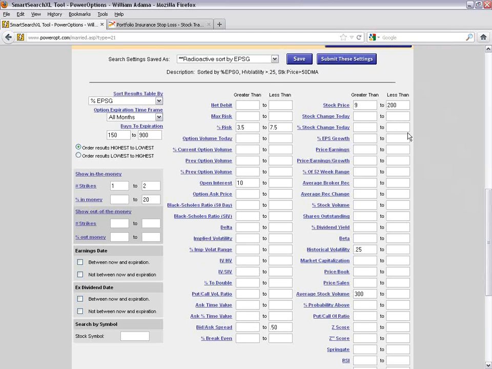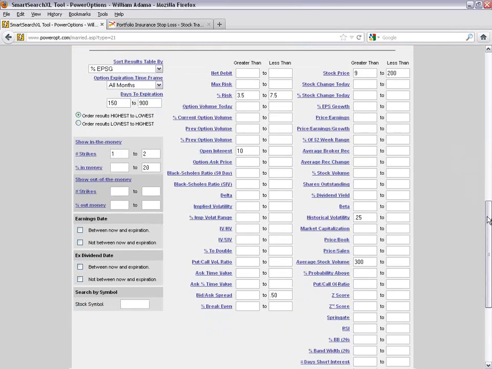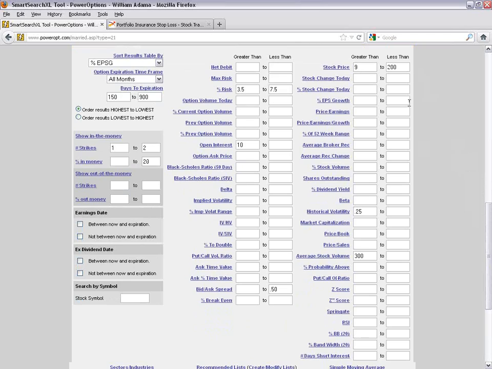Now, over on the right-hand side is all of your stock information, stock fundamentals and technicals: stock price, earnings per share growth, price per earnings, dividends. If you wanted to look for dividend-paying stocks, we just put in a minimum percent dividend yield of 2% or 3%, for example. Historical volatility and average stock volume.